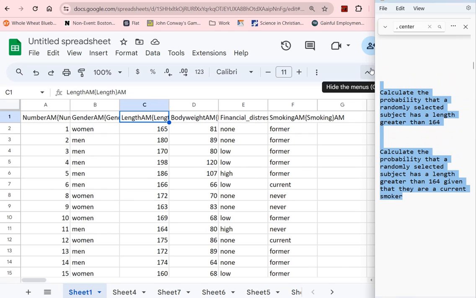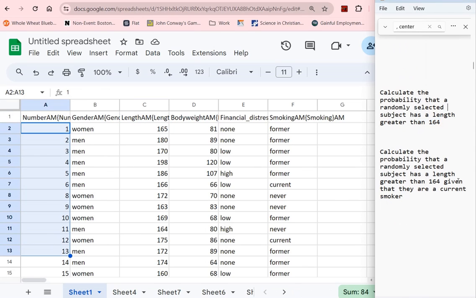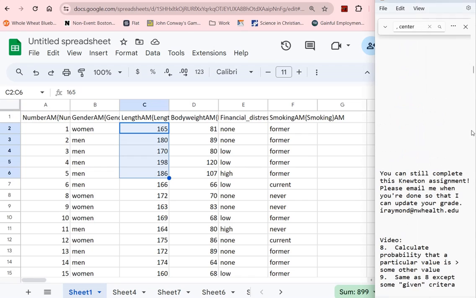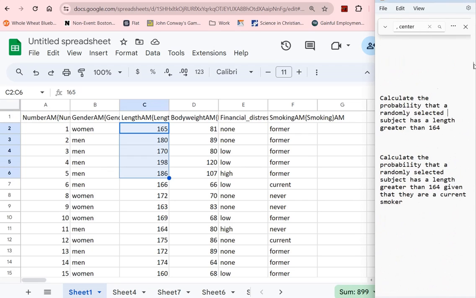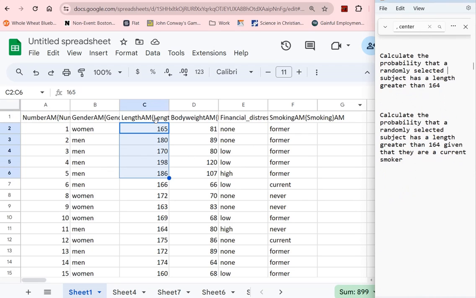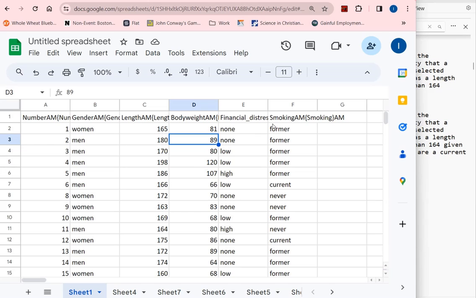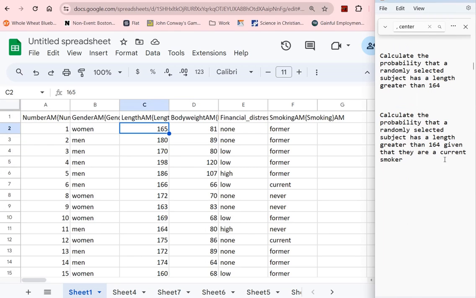But if we want to calculate these two probabilities, the first one is the probability that a randomly selected subject has a length greater than 164. I just made up a probability. So here's my length variable. I want to calculate the probability that a randomly selected subject has a length greater than 164.